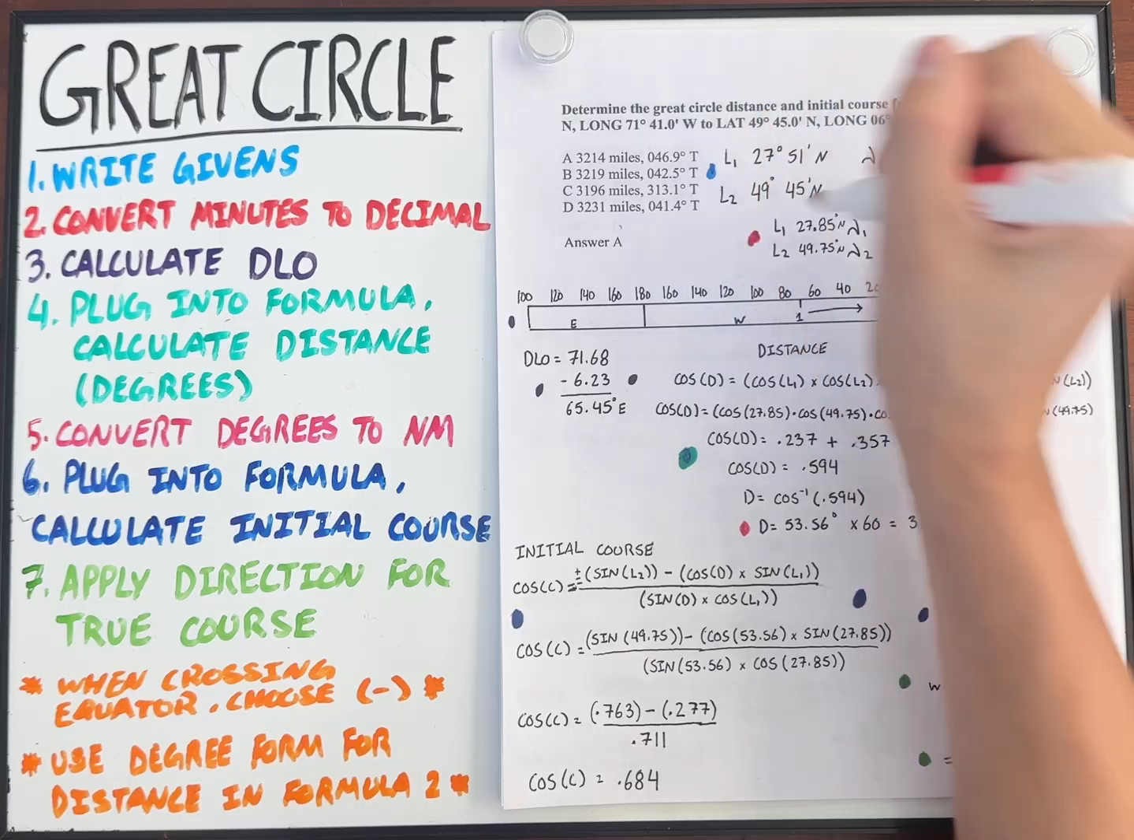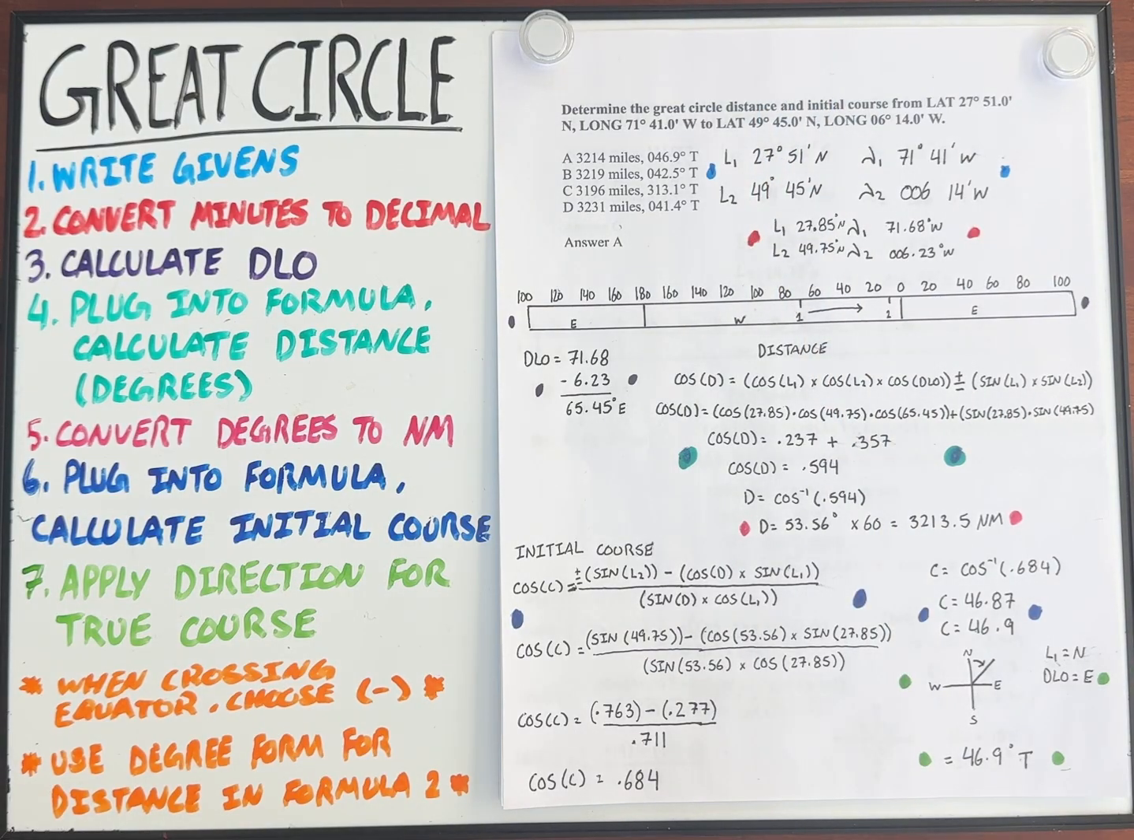Step 3 is to calculate your difference of longitude. I would say that this is probably the point in the problem that most people mess up on, calculating your difference in longitude. The second would be plugging all these numbers into your calculator.